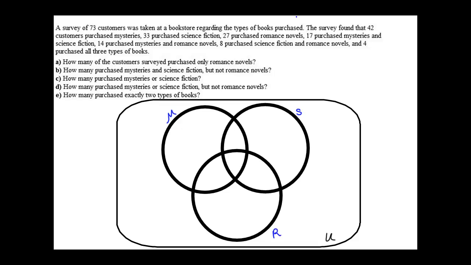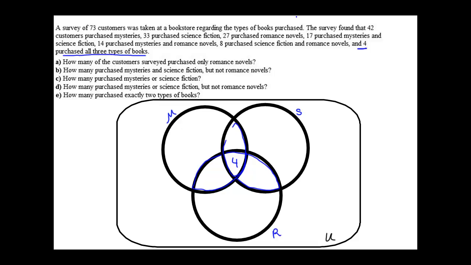When we look back at the application problem, we see that 4 purchased all 3 types of books. So this region, which in Roman numerals was represented with a 5, gets a 4. I always go to that intersection of all 3 sets first. And then we're going to look at the regions that are intersections of 2 sets. So these 3 regions. We can pick any one of those 3 regions. Let's look back in our problem.